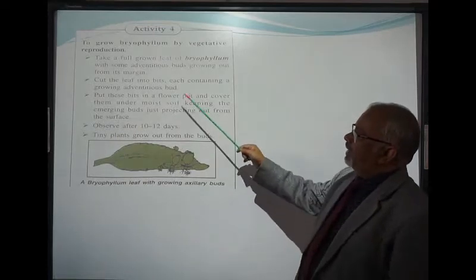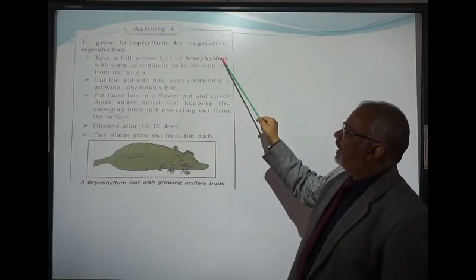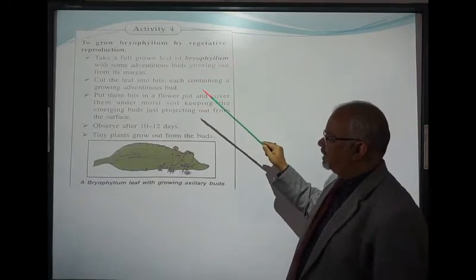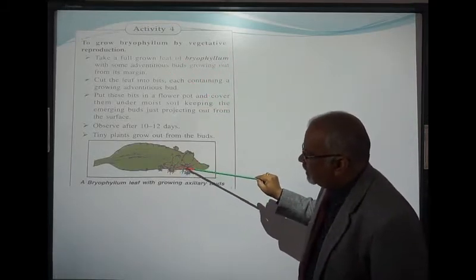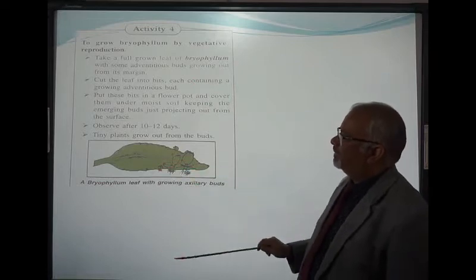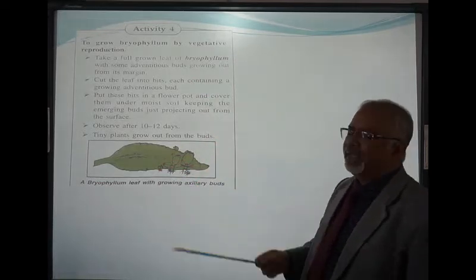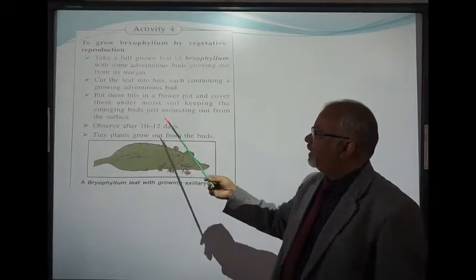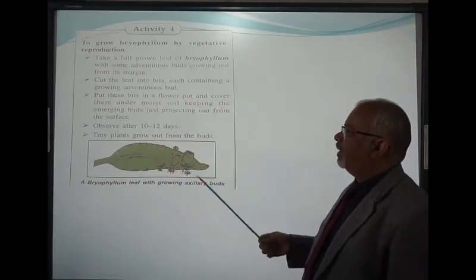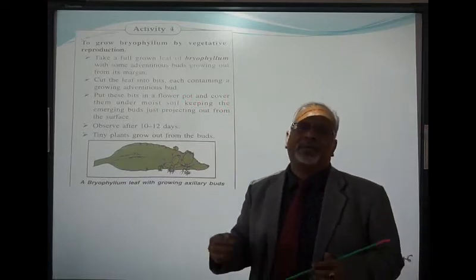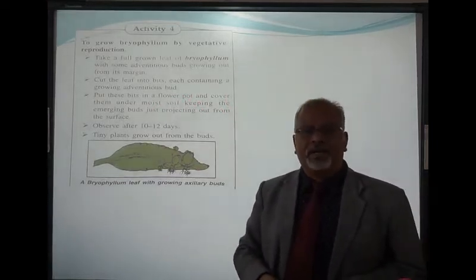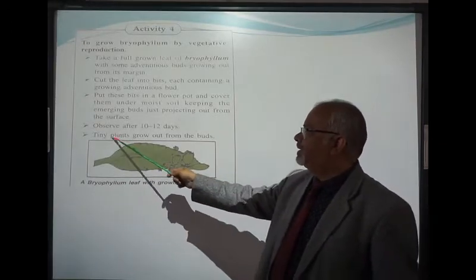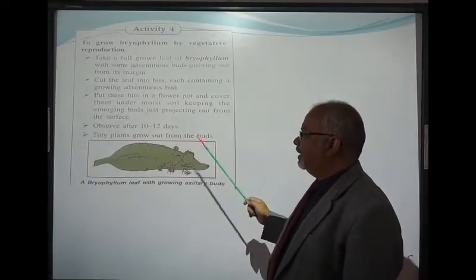Now you know that you have to take a fully grown leaf of bryophyllum with some adventitious buds growing out from its margin. So already you can see some small plants are there. Now cut this leaf into bits, each one having a small plant, and put these bits in a flower pot just like the previous one. Keep the soil moist by sprinkling water and leave it for 10-12 days, and then you will see that these tiny plants grow out from the buds.